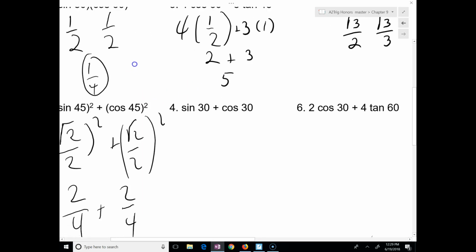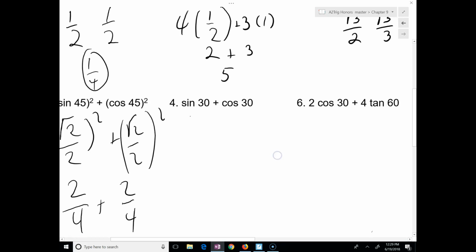The sine of 30, we said is 1/2, plus the cosine of 30, which is radical 3 over 2. Again, memorization is going to help. You really can't do much to this. If you add the numerators, because they're not alike, you get this, all over 2.